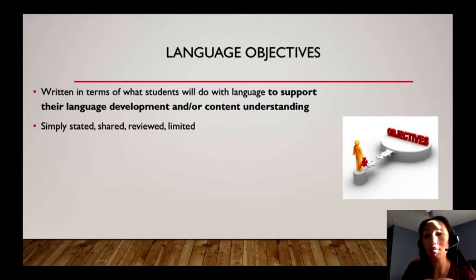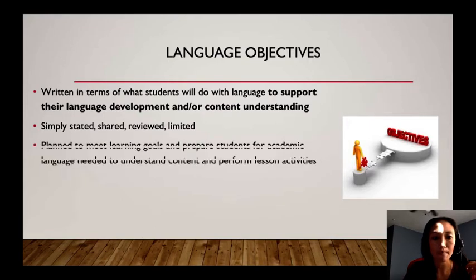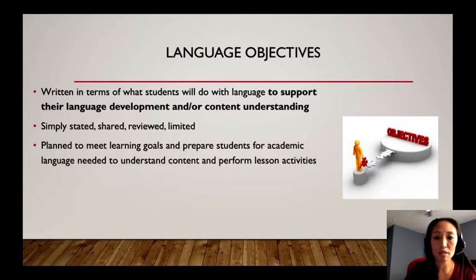They're really designed for English language learners, and we don't want to overwhelm our language learners by having them have to switch gears so many times. And so we really want to think about what we want to develop with our language learners in any given lesson. They should be planned to meet the learning goals and prepare students for academic language needed to understand content and perform the lesson activities.